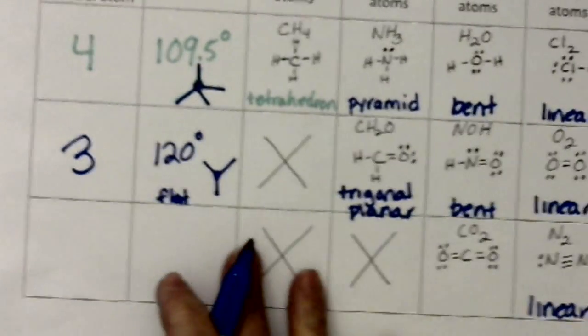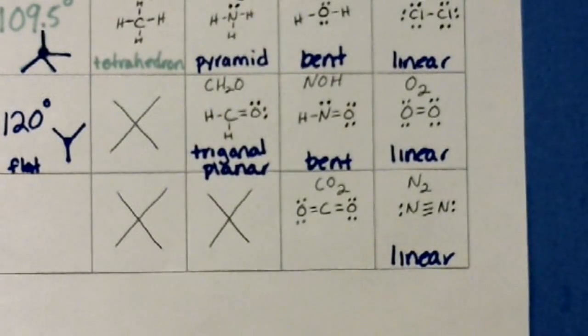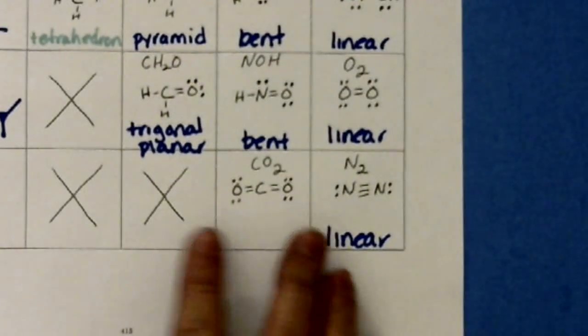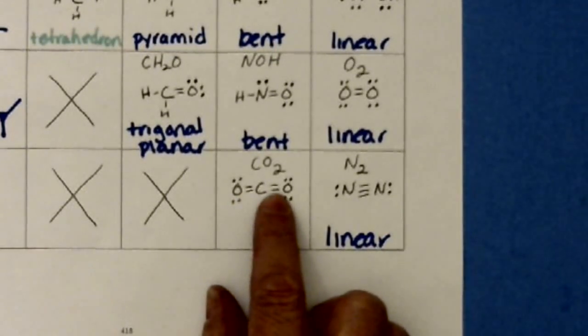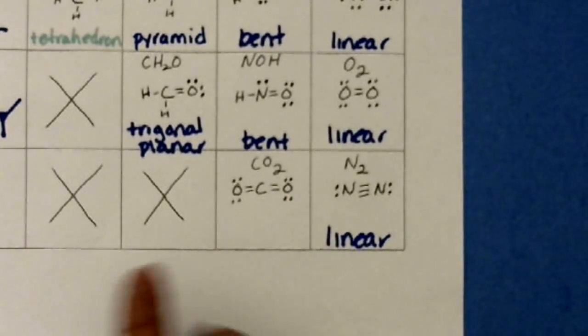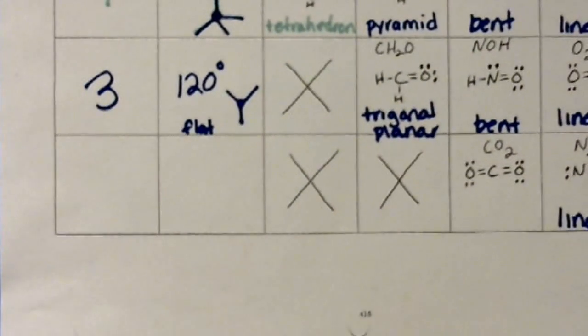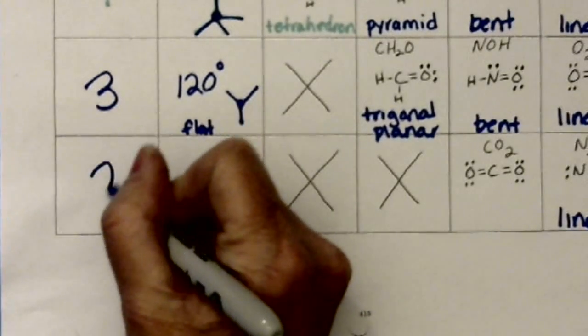All right, so the next one, how many groups around the last one? Okay, so let's look at carbon dioxide, CO2. There's a double bond here around carbon. That's one group. There's a double bond here. That's a group. So I have 2 groups around the carbon. So I'm going to put a 2 here.